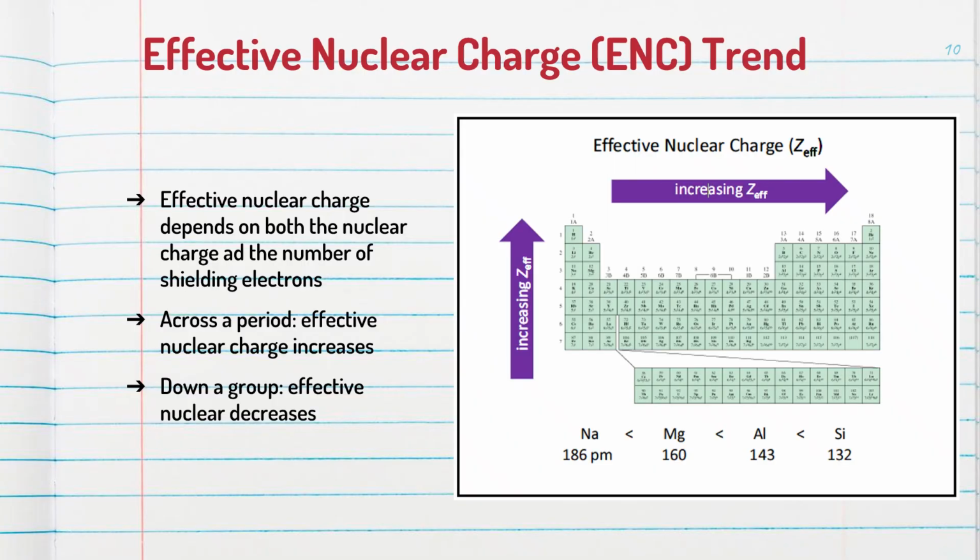So effective nuclear charge depends on both the nuclear charge and the number of shielding electrons. Across the period, effective nuclear charge increases, and down the group, effective nuclear charge decreases. So as we go across the period from left to right, effective nuclear charge is going to increase, and as we go from up to down, effective nuclear charge is going to decrease.